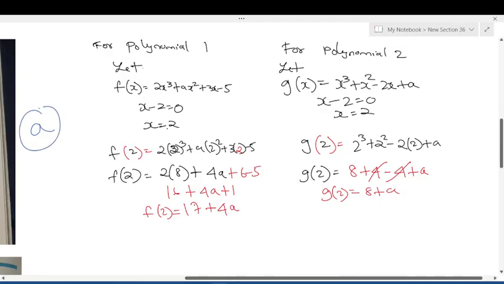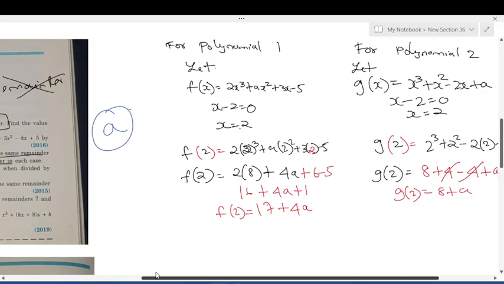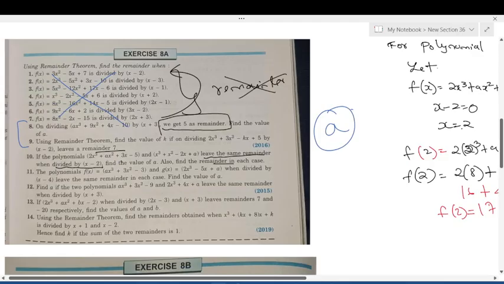A's value. What did I tell you? If extra alphabet is given, they should give a remainder. Remainder should be given. Check whether there is a remainder here. Do you have a remainder?